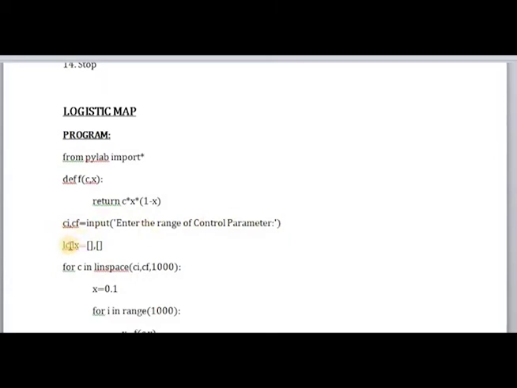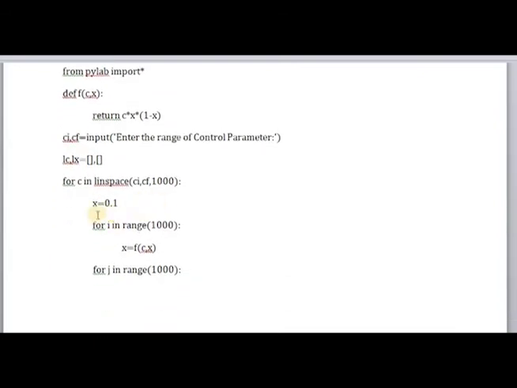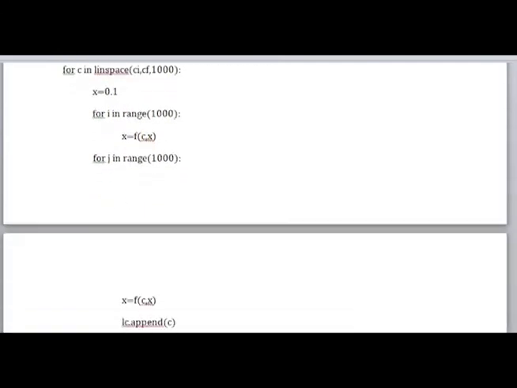Then I have initialized lists lc and lx for getting all the values for plotting. Then for c in linspace ci, cf, 1000, that is c varies from 1 to 4 for 1000 values. We are creating an array, and x is equal to 0.1, for i in range 1000. This first loop is for obtaining the attractors, and the second loop is for getting all the values for the attractors.